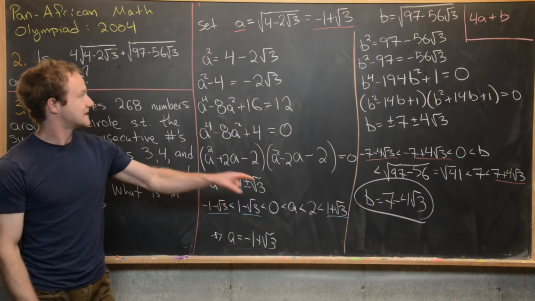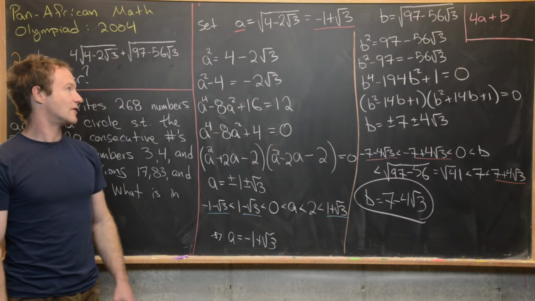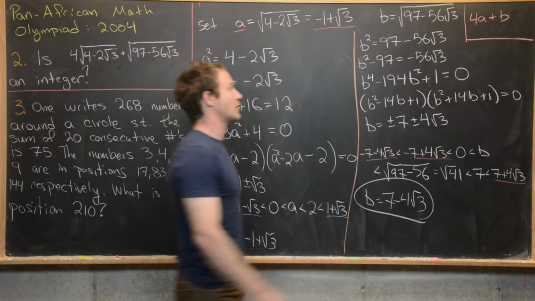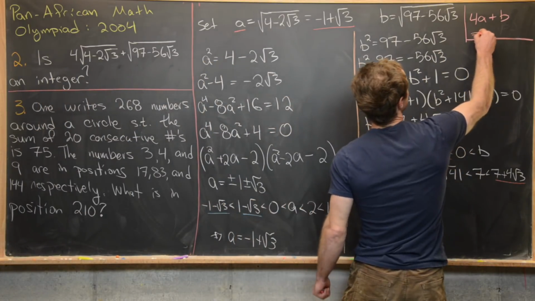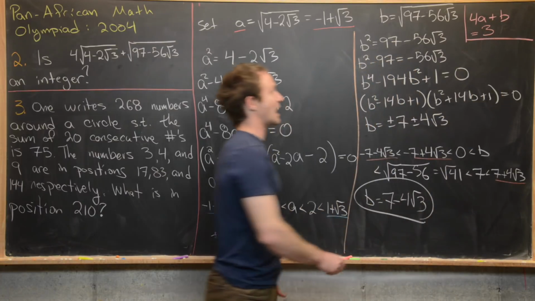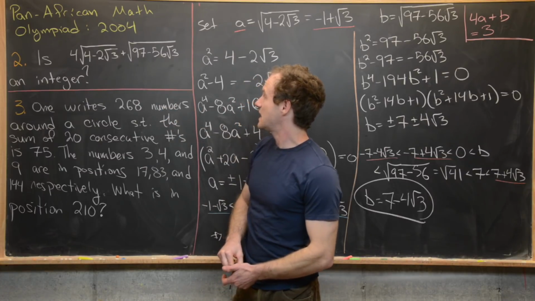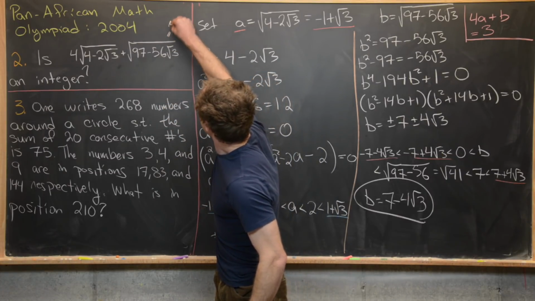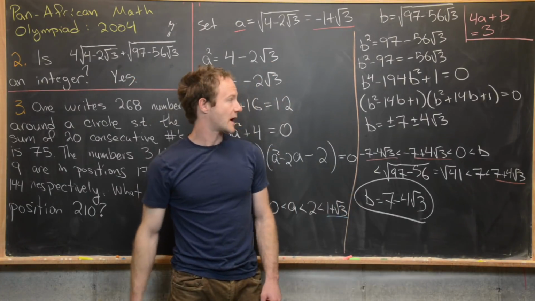Great. So we've got this value for a up here. We've got this value for b down here. But now we can calculate 4a plus b using these two values, and we'll see that 4a plus b is equal to 3, meaning that this thing right here is equal to 3, answering this question in the affirmative. Okay, good.